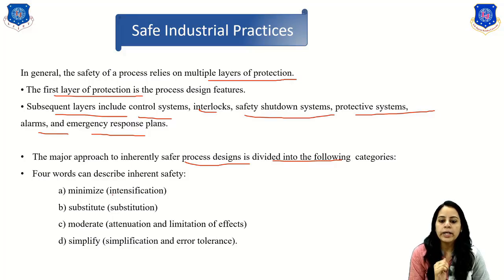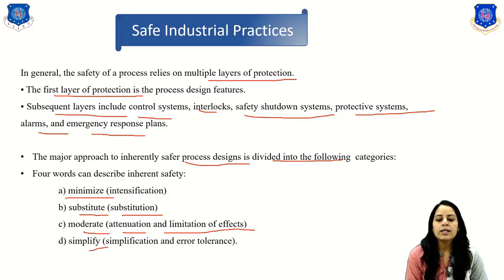Which four categories? The first one is minimization, which means intensification. The second one is substitute, which means substitution. The third one is moderate, which means attenuation and limitation of the effect. The last one is simplify, which means simplification and error tolerance. So these four words describe safety in detail. Now we will see in detail how these four words describe safety.